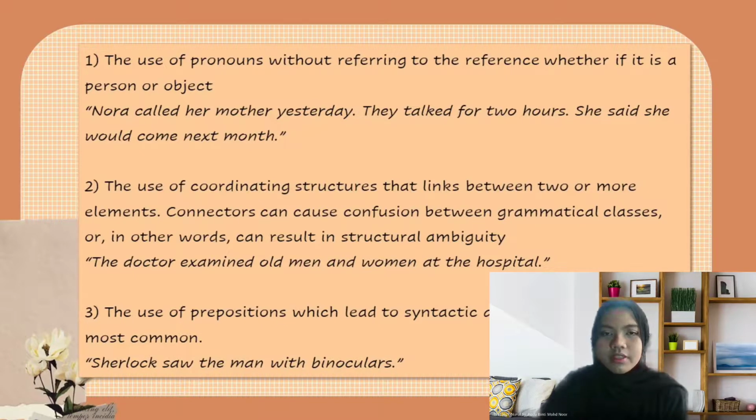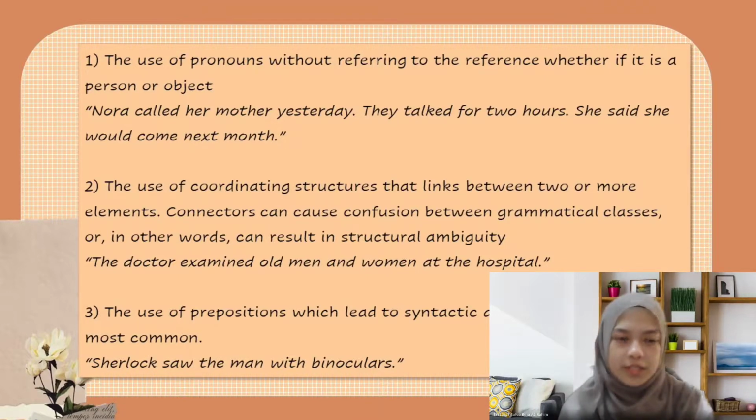The last one is the use of prepositions which leads to syntactic ambiguity, and this is the most common. The example is Sherlock saw the man with binoculars. The sentence can have two meanings. Either Sherlock saw a man and he used binoculars to see, or Sherlock saw the man and the man was using the binoculars. Thanks, Syuhada, for the explanation.